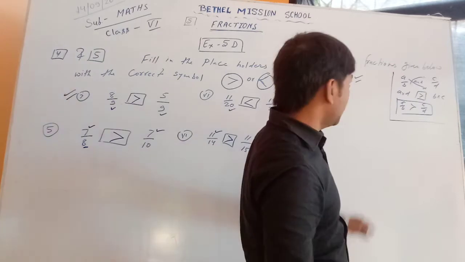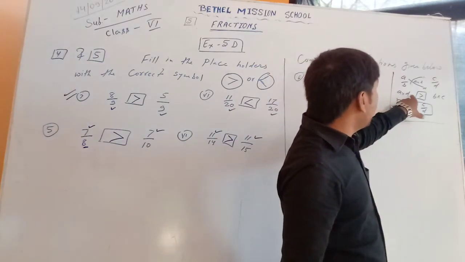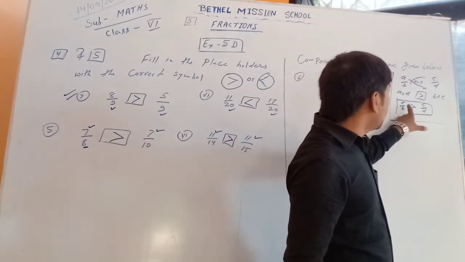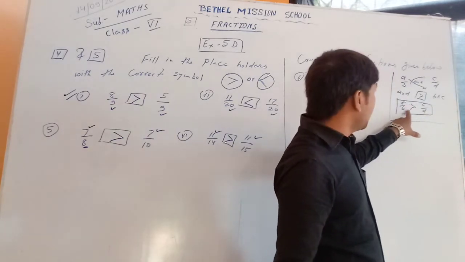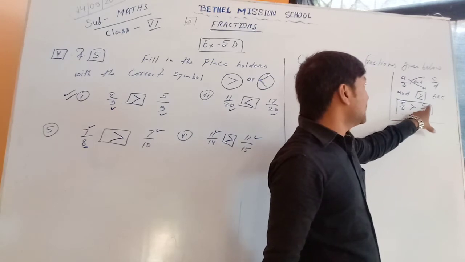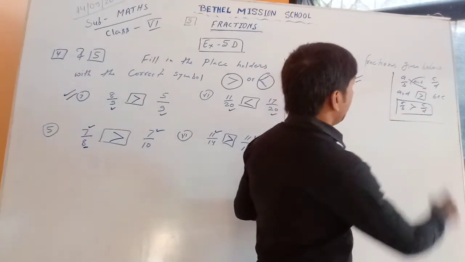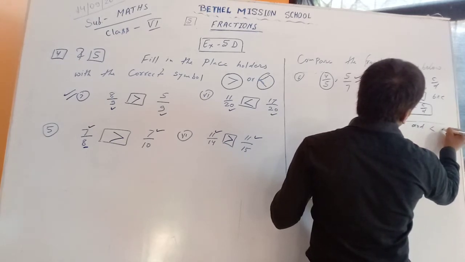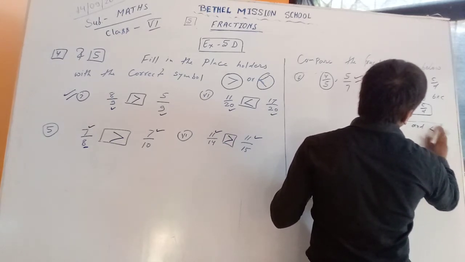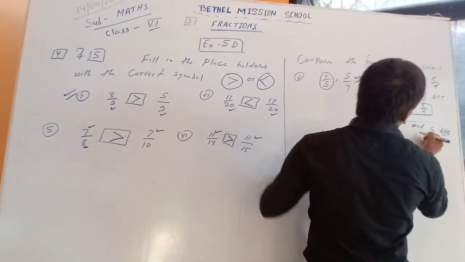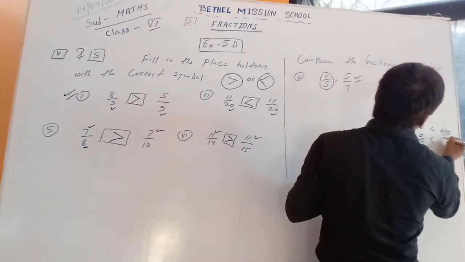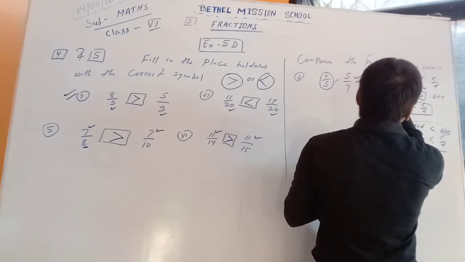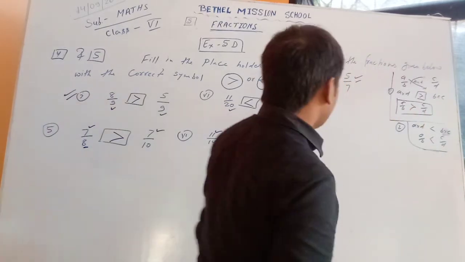And if A into D is less than B into C, then the symbol will change, and A upon B would be less than C upon D. Okay. This is the second rule, and this is the first. This rule we will use here.